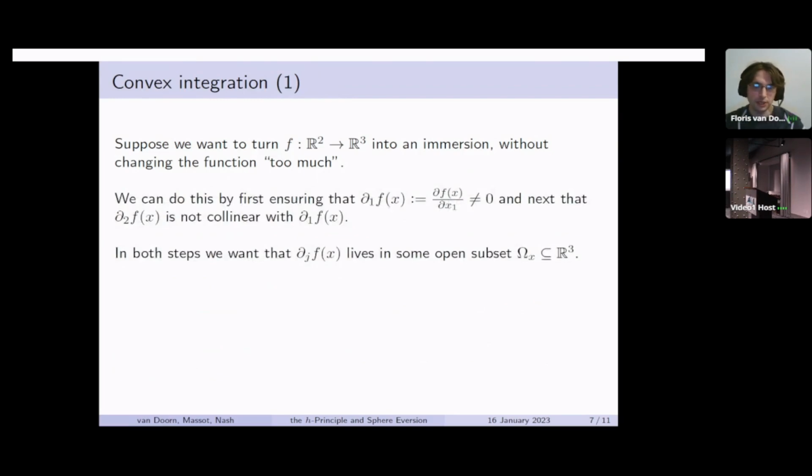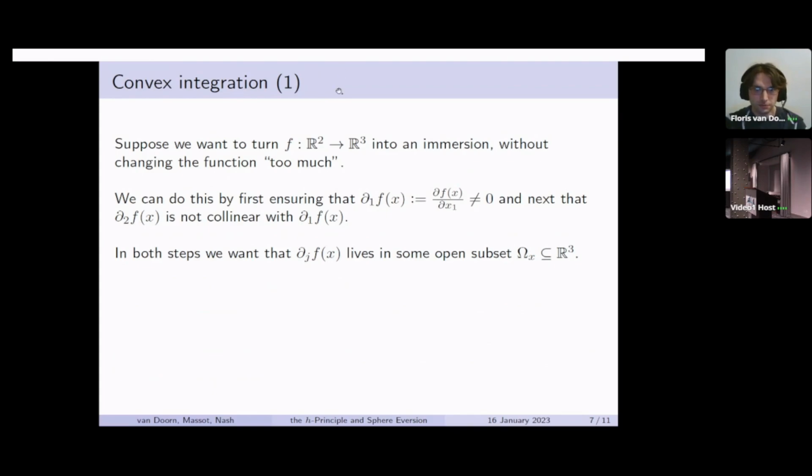So how can we do this? We can do this by looking at each partial derivative of f in turn. We can first look at the first partial derivative of f and require that it is non-zero. And if it is zero, change it a little bit. And then we can look at the second partial derivative of f and ensure that it's not collinear with the first partial derivative of f at any particular point. If we do that, then the total derivative is injective, and then we exactly get an immersion.